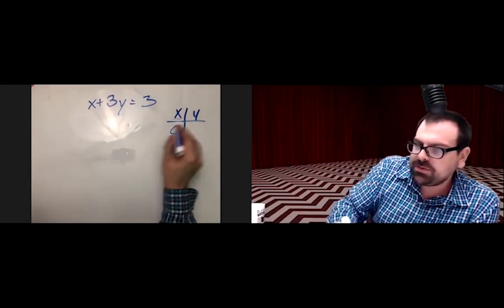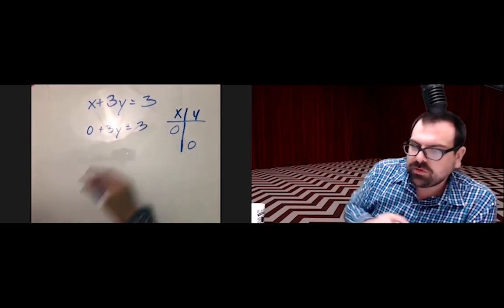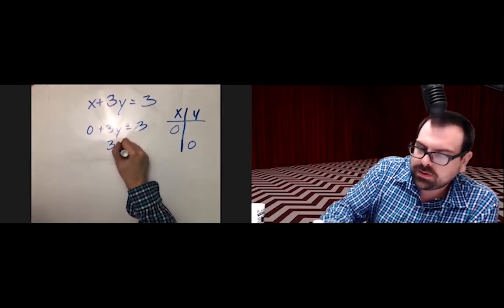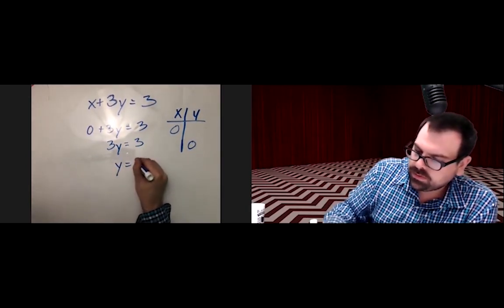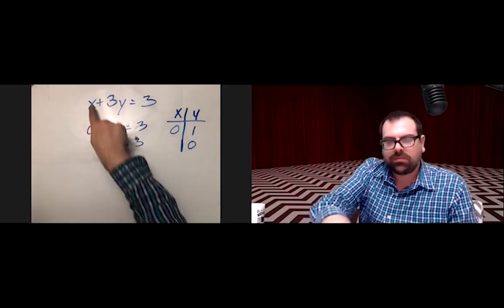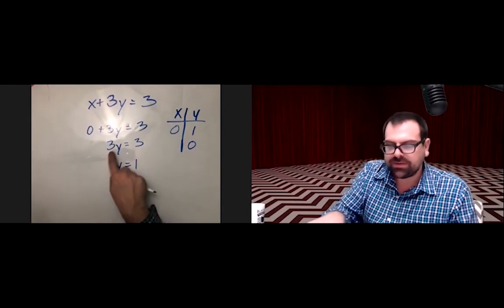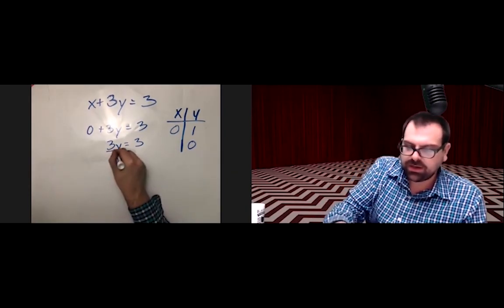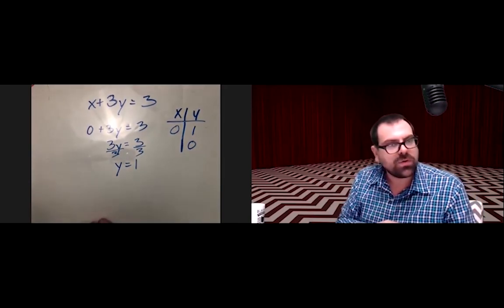If we plug in 0 for x and solve for y, we get y equals 1. Plug in 0 for x, plus 0 is itself. 3y equals 3. Divide both sides by 3. That's what happened there. Y equals 1.